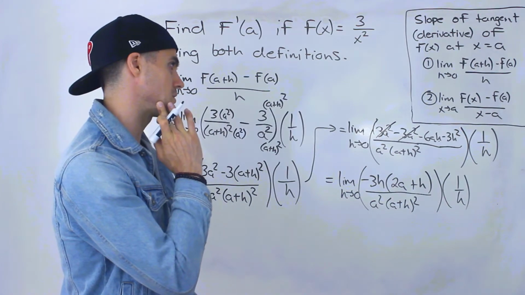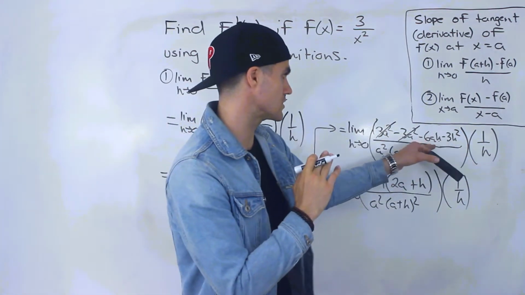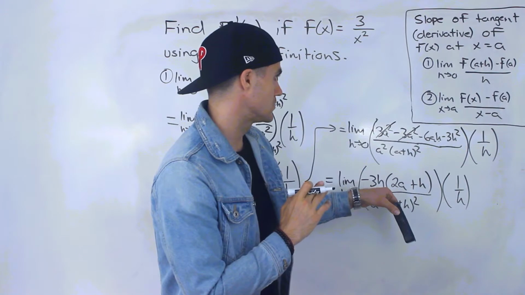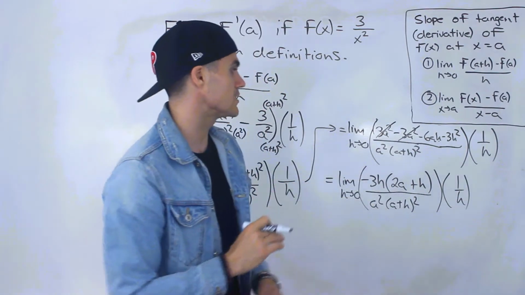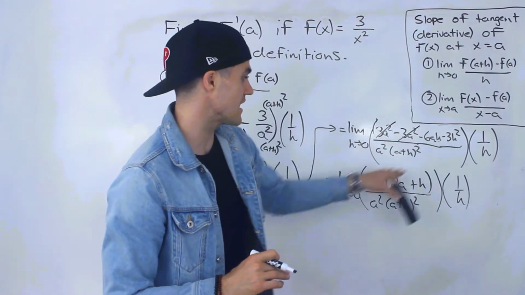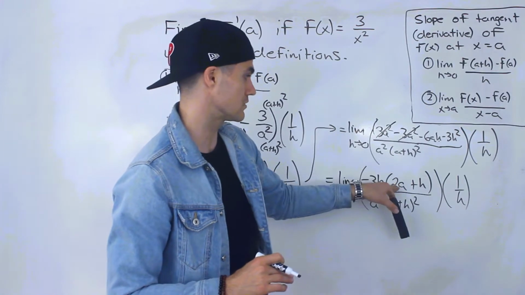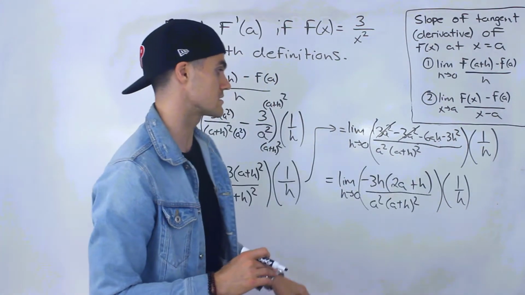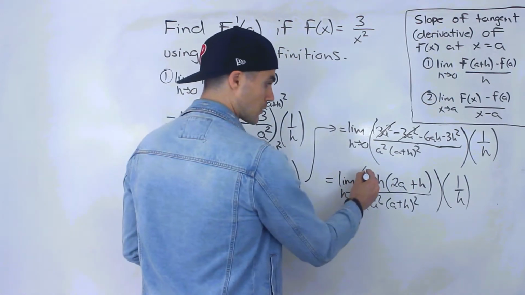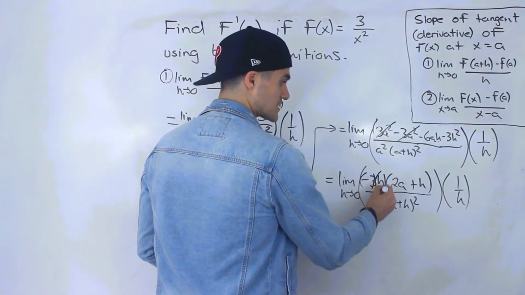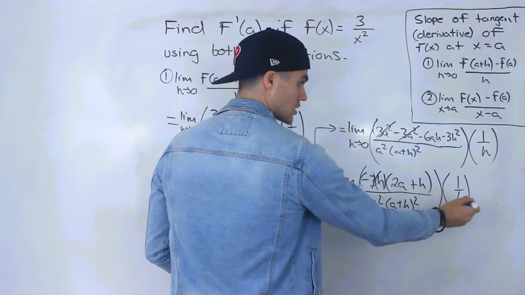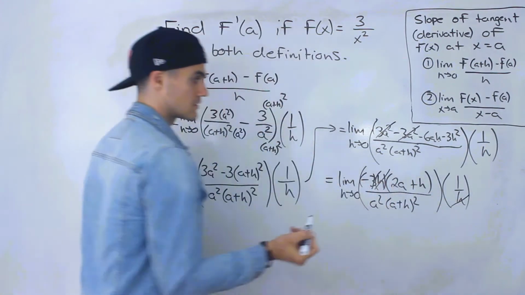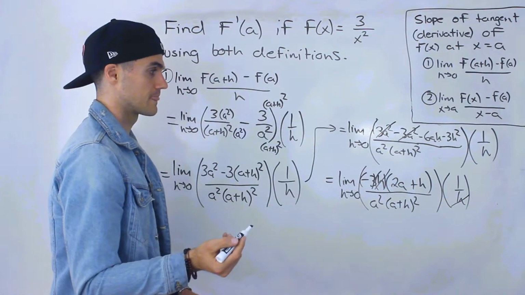Yeah, looks all good. So we took out a negative 3h from these two: 2a plus h, right? Negative 6ah divided by negative 3h gives us 2a. Negative 3h squared divided by negative 3h gives us h. Now notice we're multiplying all these terms, negative 3 times h times 2a plus h. So we could cancel out those h's there.